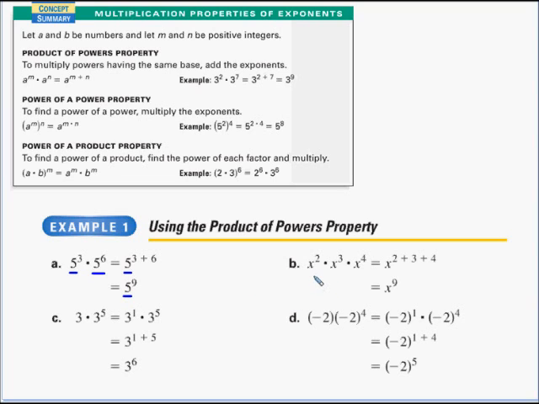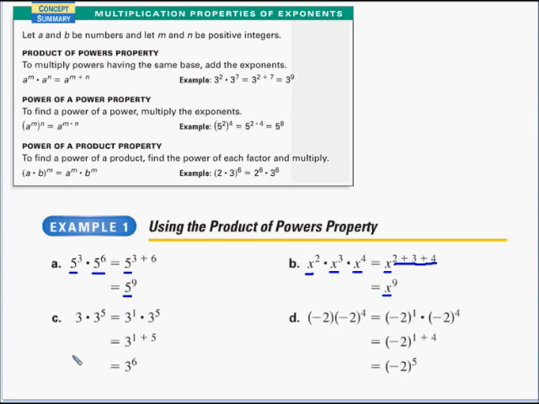The same holds true for variables. We have x squared times x cubed times x to the 4th. So we could take the base x and all of the exponents and add them. 2 plus 3 plus 4. Our base stays the same, x, and our exponent changes to 9.